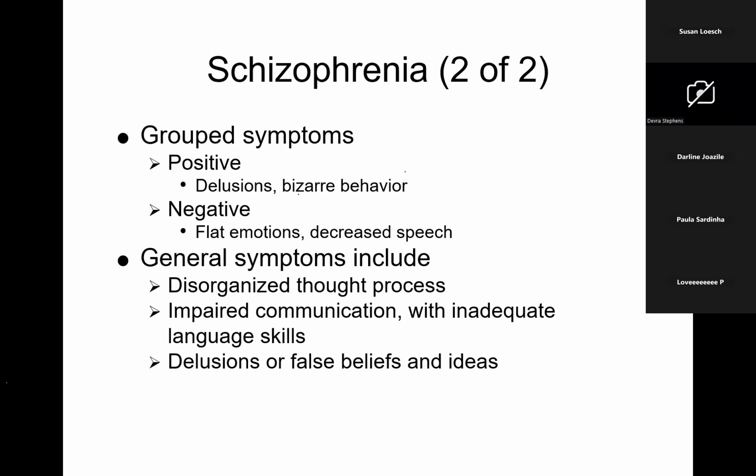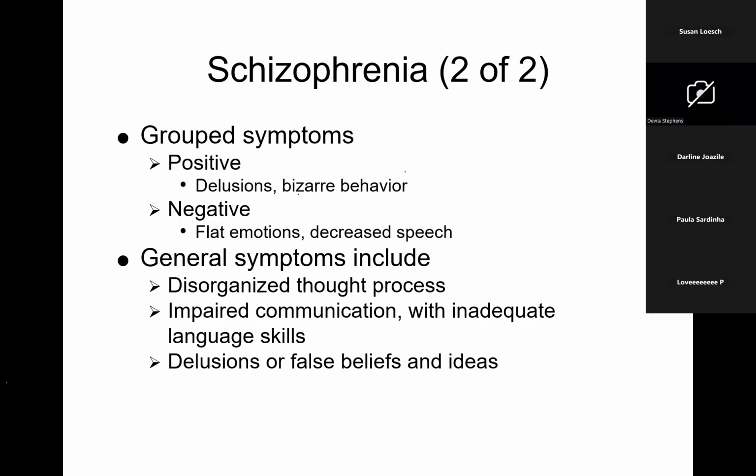Symptoms are grouped as either positive or negative. Positive symptoms are going to be things like delusions, bizarre behavior, and negative symptoms are going to be things like flat emotion or lacking emotion, a decrease in their speech. They'll generally have a disorganized thought process. Communication is impaired because of inadequate language skills. They lack the appropriate association of thoughts. So they might use repetition of words or thoughts.